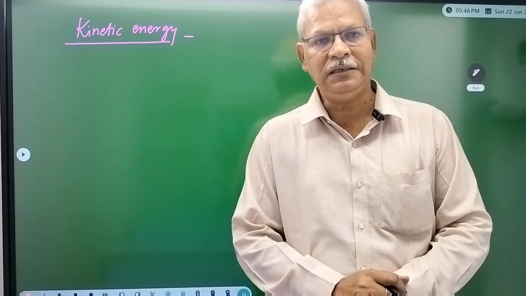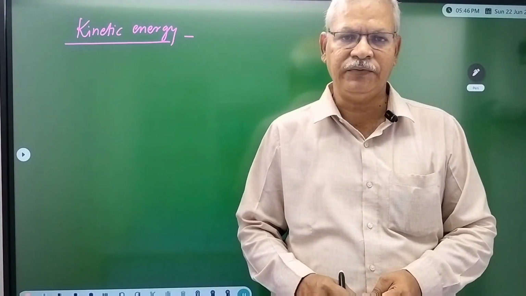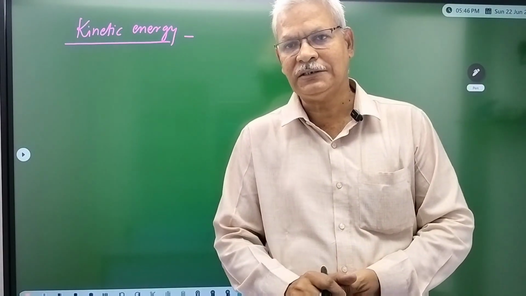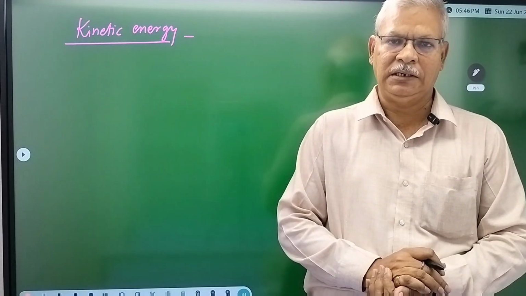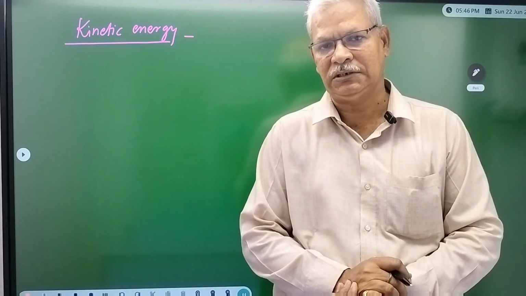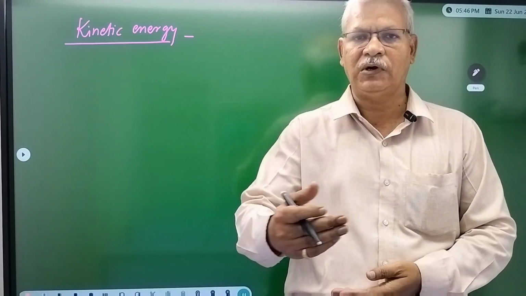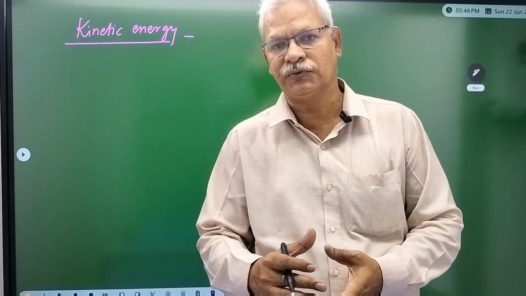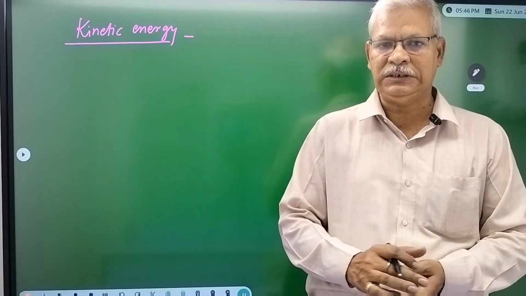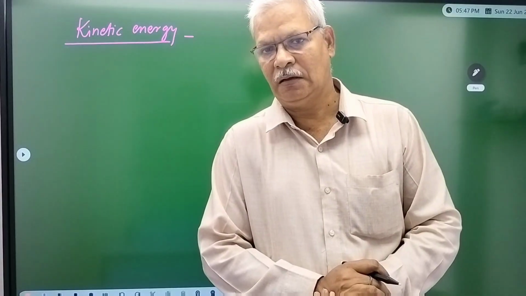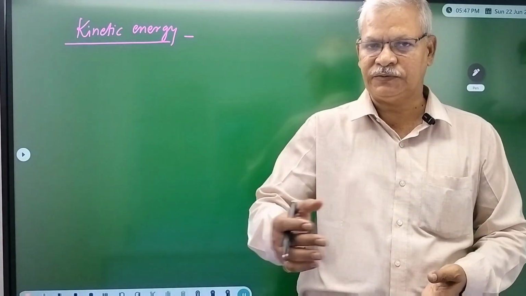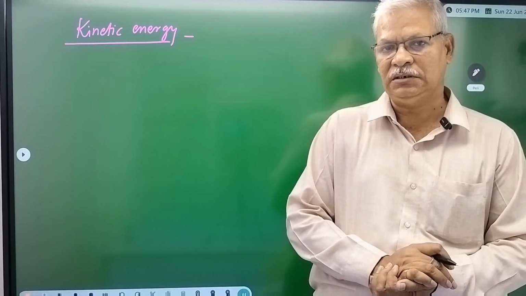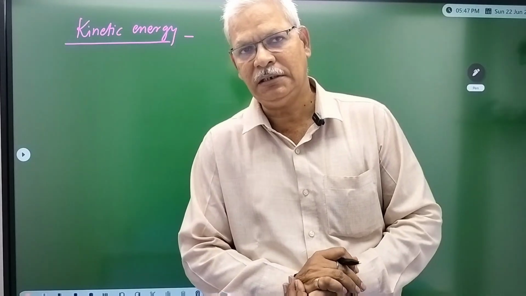Okay? Similarly, in the case of a cycle, if you put the pedal, it starts moving. But as soon as you stop the pedal, what happens? It does not stop immediately. It moves forward for some time. Why is it so? Because due to the motion, energy is stored in the wheel of the cycle. Such energy stored due to motion is called kinetic energy.